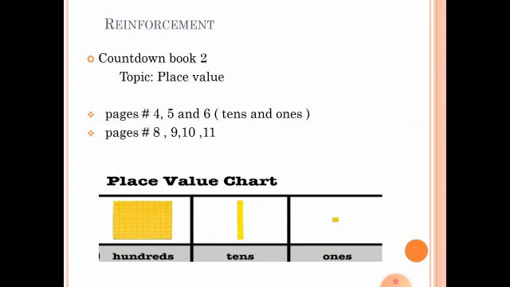Then here a place value chart is given. In the place value chart you can see 3 columns: ones, tens and hundreds. In ones there is only 1 block. In tens there is a row of 10 blocks, and in hundreds there are 10 tens, meaning 100. So you have to learn this place value chart. This is very important, not only for this session, but for the higher classes as well.